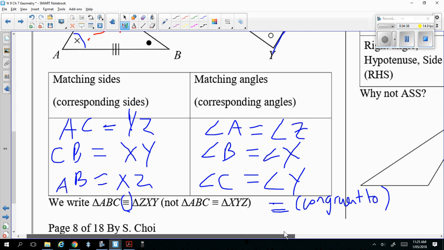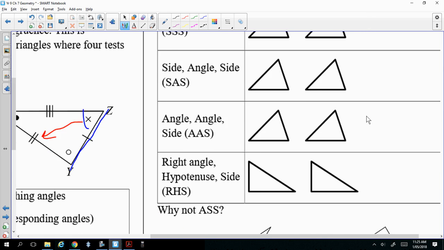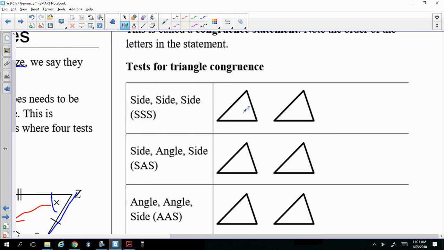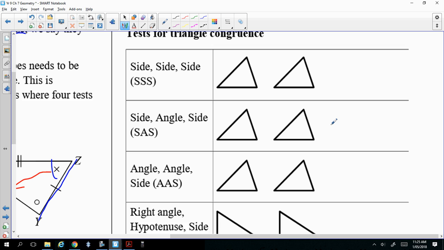Let's move on to the next part. Let's look at the 4 tests for congruent triangles. The first test is SSS, side side side, which means all 3 matching sides are equal. So when all 3 matching sides are equal, we say the 2 triangles are congruent.